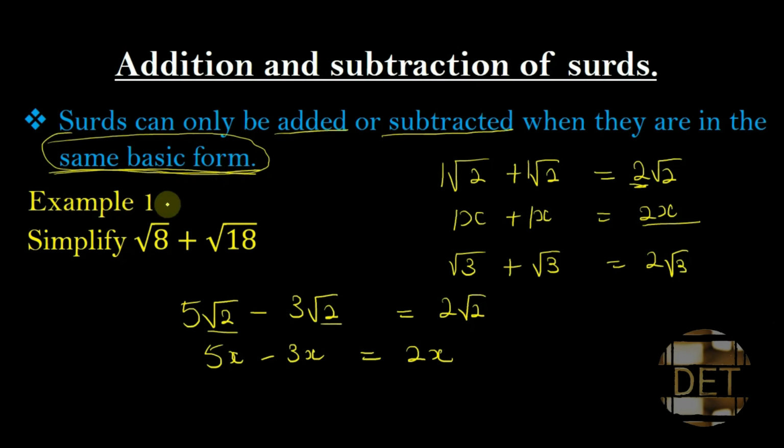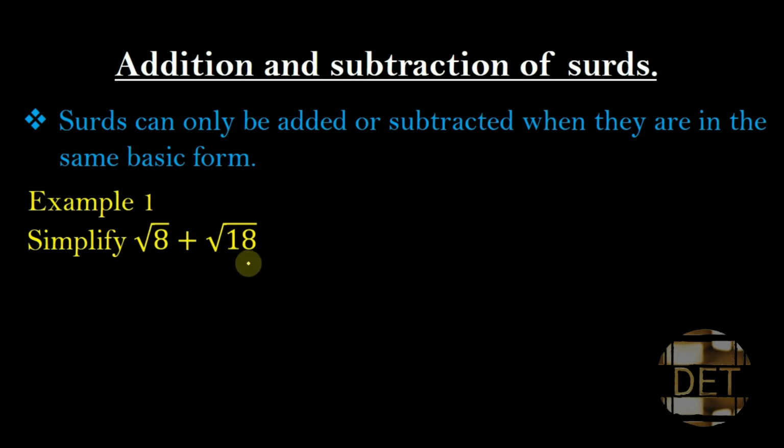So let's look at this example 1. Simplify root 8 plus root 18. If you look at these two surds, they are not in the same basic form. This is 8, this is 18, and so you cannot add them. For us to be able to add up this expression, we'll have to simplify it to get the surds to that basic form.